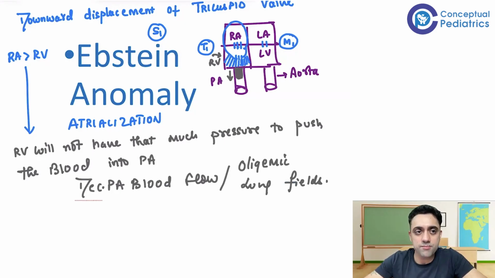If I ask you a simple question, name some congenital heart disease with decreased pulmonary artery blood flow, many are there, but one I will remember is Ebstein anomaly. Okay, simple, happy, must appreciate for exam purposes.